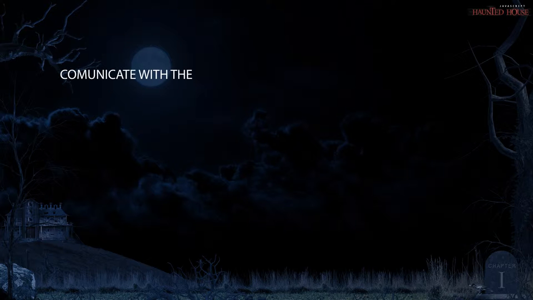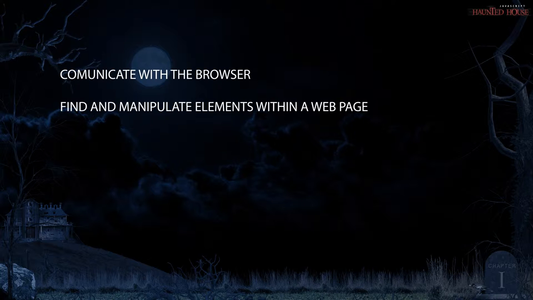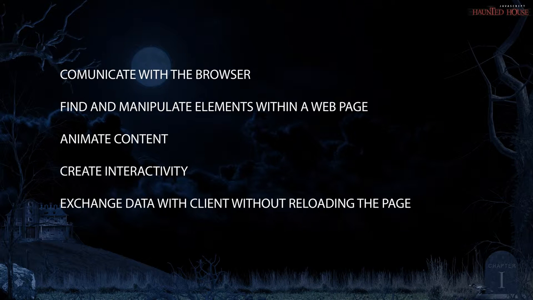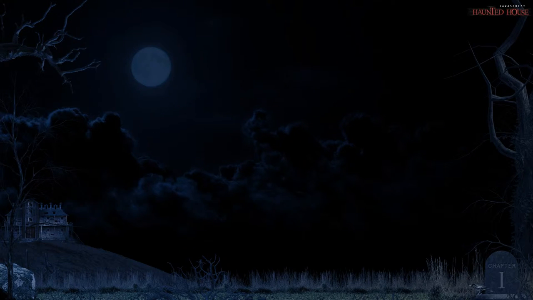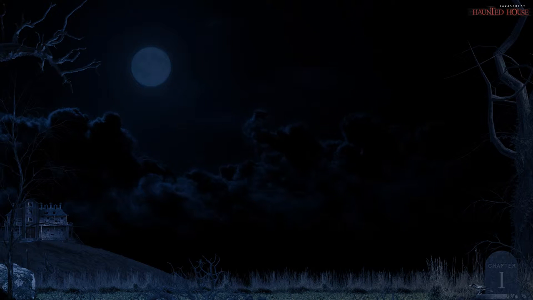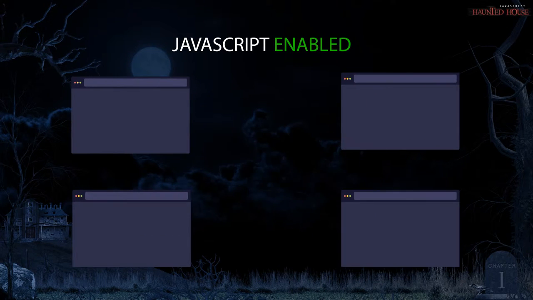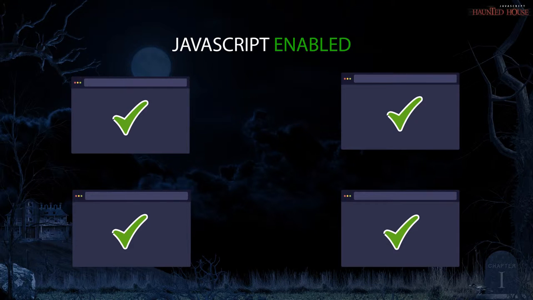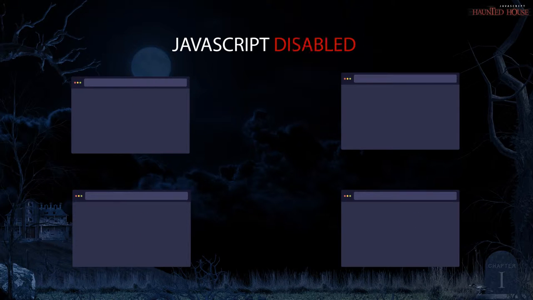With JavaScript, we can communicate with both the page and the browser. We can find and manipulate elements within the web page. We can animate content. We can create interactivity, which means we can respond in a friendly way at the click of a button or mouse movement. We can also pick up information from the browser and return it to the server without reloading the page. Even though JavaScript is mainly used in browsers, it can also be used in databases, servers, gaming, and robotics. JavaScript is present in almost all websites, and you're probably using it right now without knowing. Try disabling it in your browser and see what happens. Many elements and pages will change completely, even stop working.